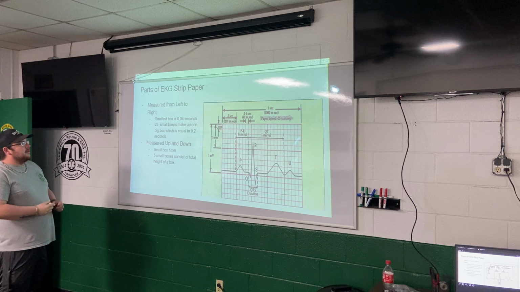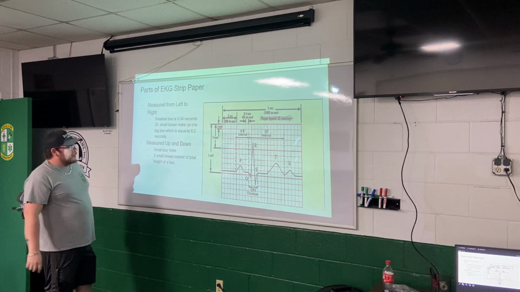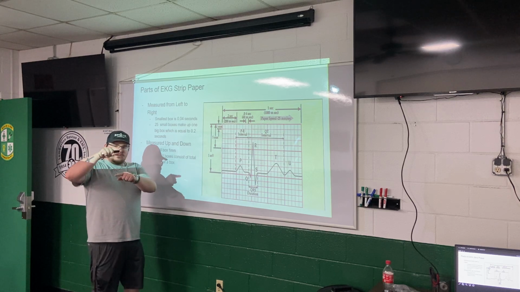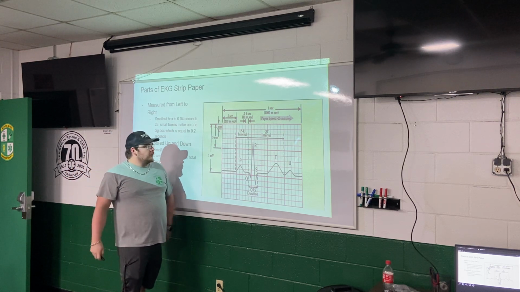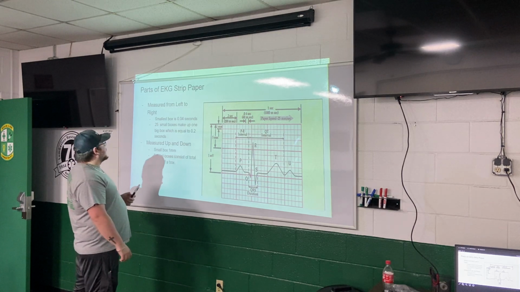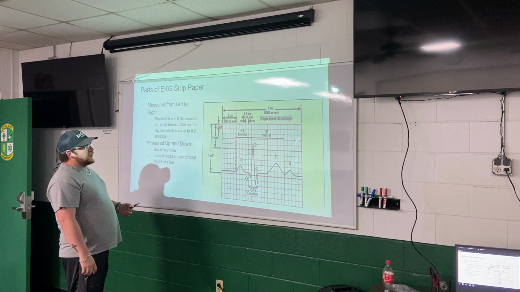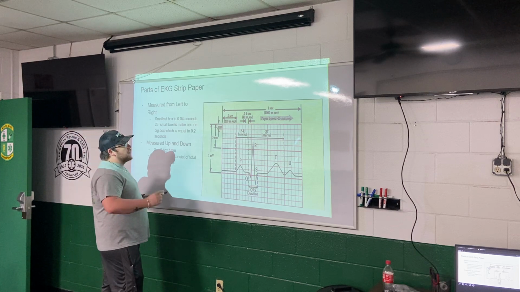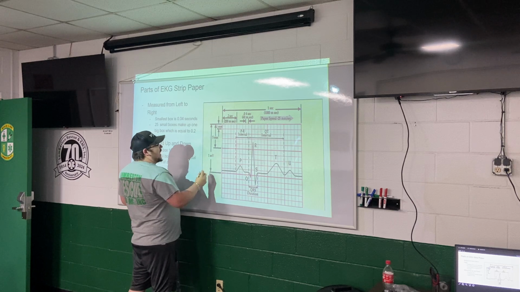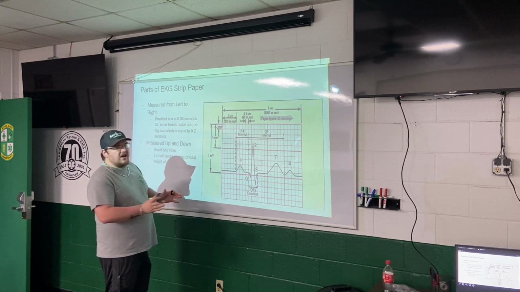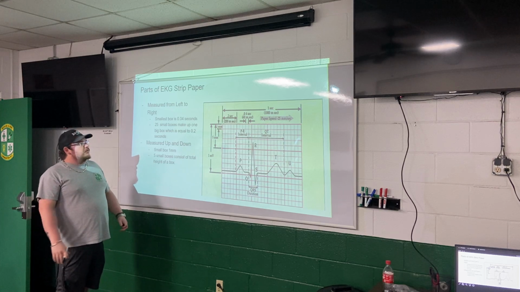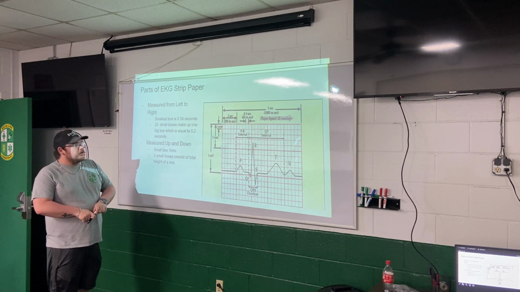Parts of EKG strip paper. Normal EKG strip paper is a certain thickness, and it can be however long you want it to be, depending on how long you want a rhythm strip to be. It has different measurements that you have to realize. You have these little boxes right here. You measure them in height going up and down, and you measure them in time going left to right. Going from left to right, they're 40 milliseconds per box.